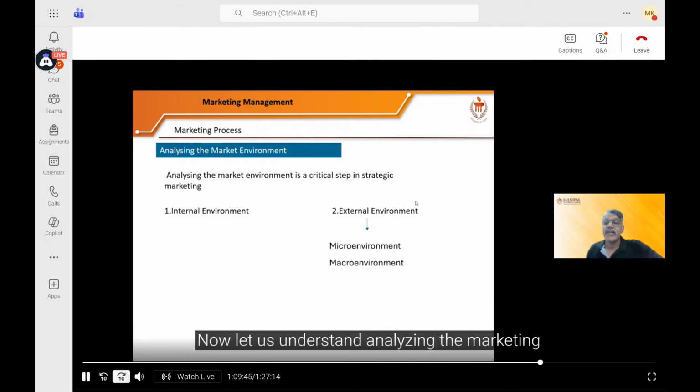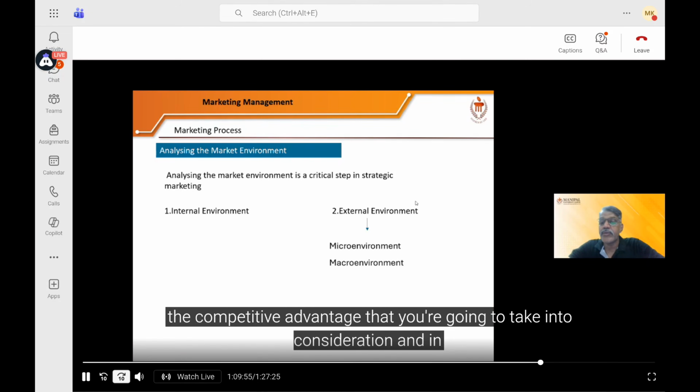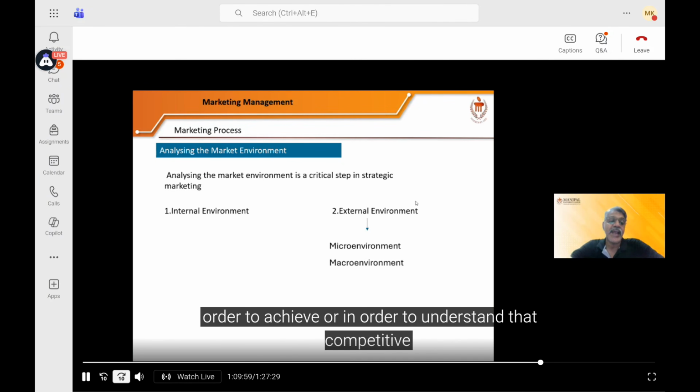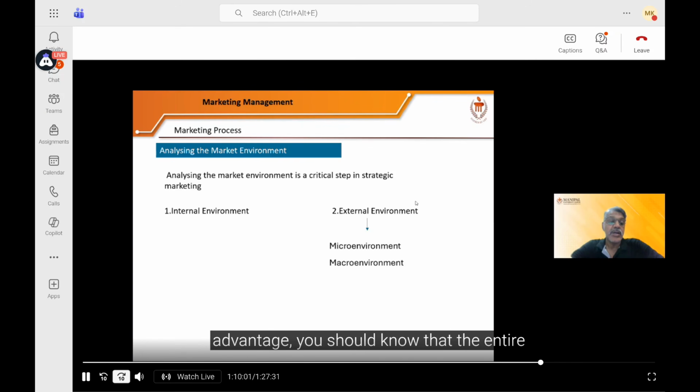Now, analyzing the marketing environment. We discussed the 4 P's of marketing. Now we are going to understand the competitive advantage that you're going to take into consideration. And in order to understand that competitive advantage, you should know that the entire market is covered with a particular environment.